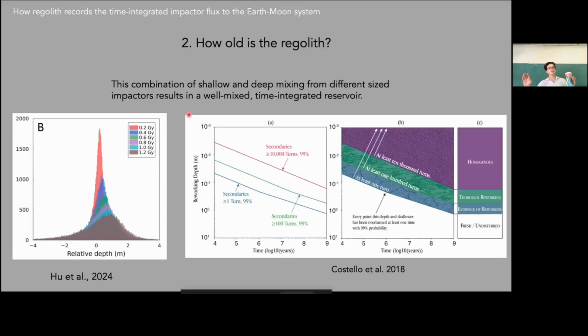And if we combine these two understandings, this builds our picture here, where this combination of both shallow and deep mixing from different size impactors results in a relatively well-mixed, time-integrated reservoir. And really what this represents is larger impactors relative to micrometeorites present here. But both these things are operating together.